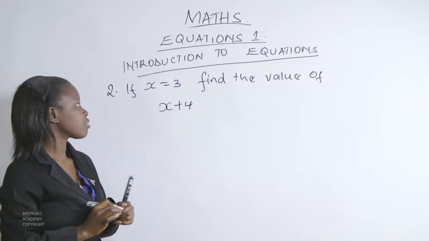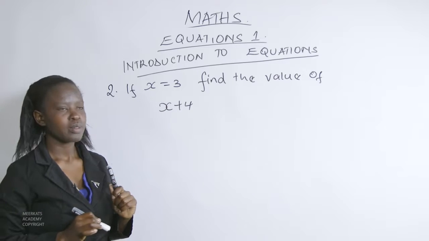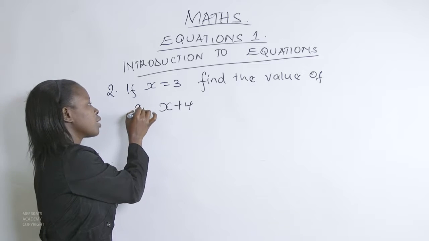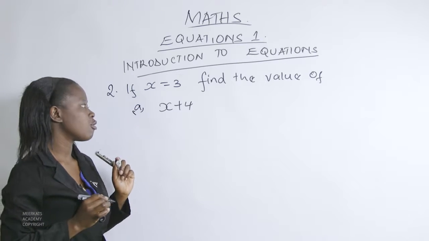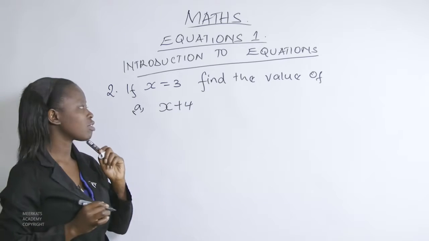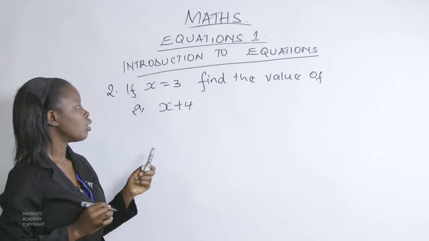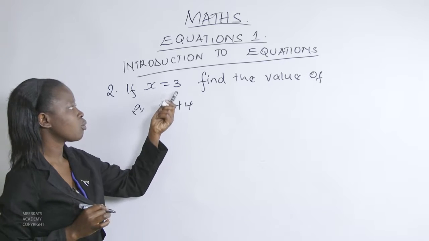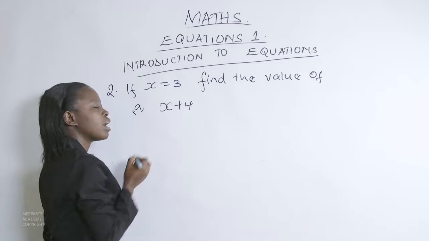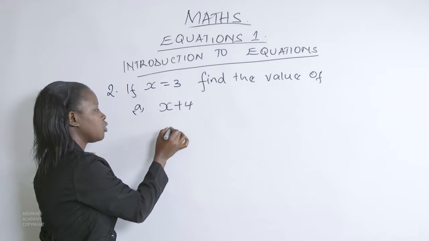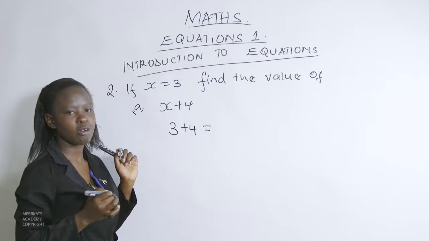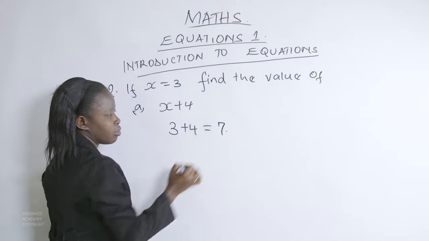our value for x is 3. We need to find the solution to this sum, x plus 4. We already know that the value of x is 3, so we substitute the value of our x with 3 in this given equation. Where I have x, I replace it with 3, so I'll have 3 plus 4, and 3 plus 4 is equal to 7.